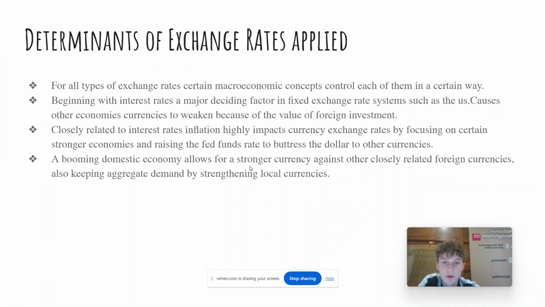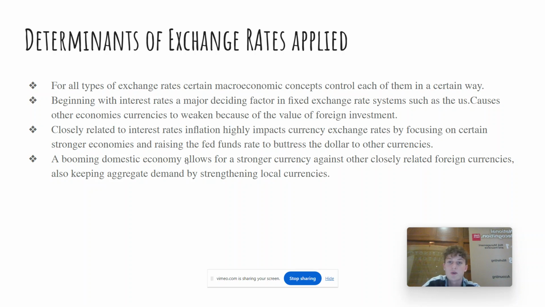All right, so here we're going to be moving into the determinants of exchange rates and how we apply them to today. For all types of exchange rates, certain macroeconomic concepts control each of them in a certain way. Beginning with interest rates, a major deciding factor in fixed exchange rate systems such as the U.S. causes other economies' currencies to weaken because of the value of foreign investment.